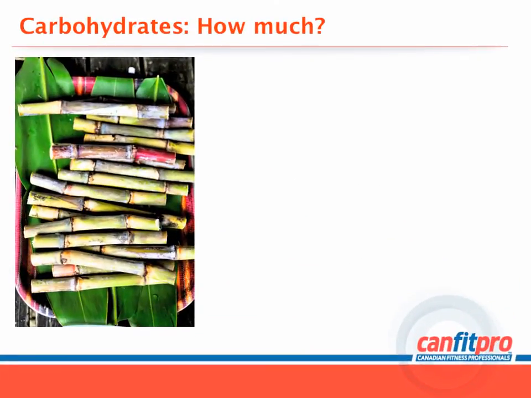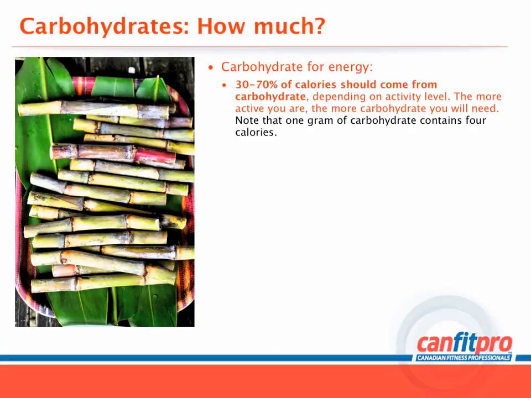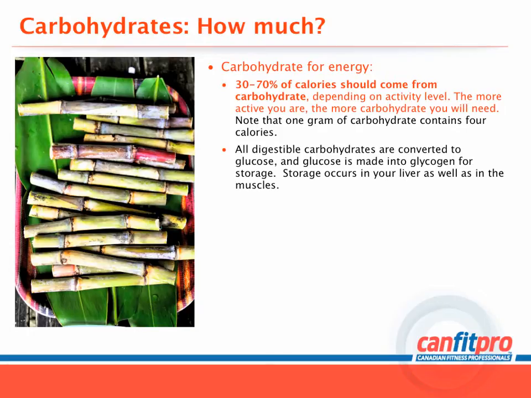How much carbohydrates do you need? Well, for energy, 30 to 70% of your calories should come from carbohydrates, depending on activity level. The more active you are, the more carbohydrates you will need. Note that 1 gram of carbohydrate contains 4 calories.